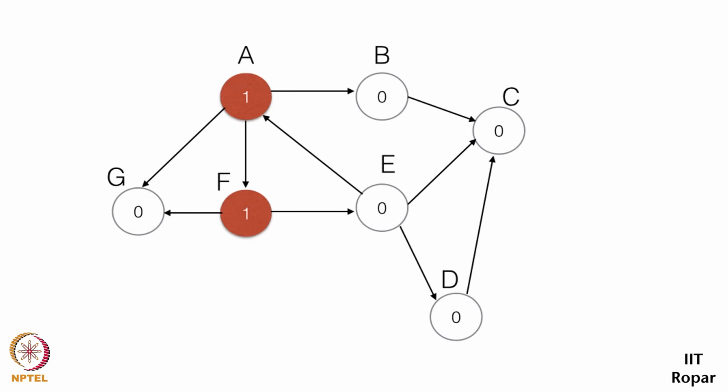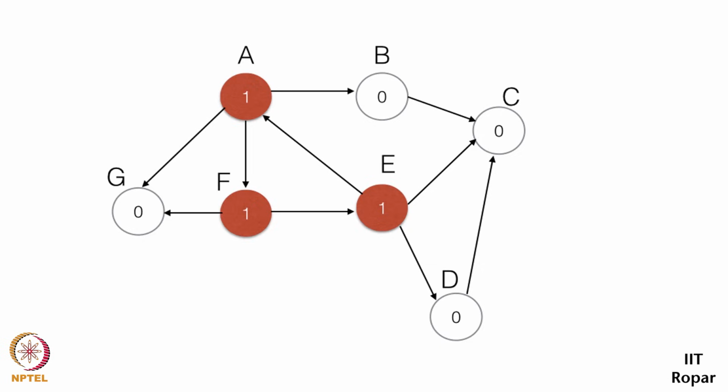Then we will look for the neighbors of F. What are the neighbors of F? We have G, we have E. So we will pick a node randomly from the set of neighbors of F and increment its counter. We have picked E and incremented its counter. Then what are the neighbors of E? We have A, we have C and we have D.